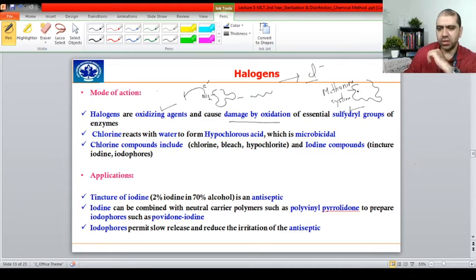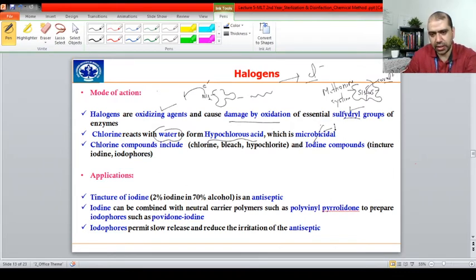So what they do is, this is a sulfur hydride, just like your OH hydroxyl group, this is another one. So they form a covalent bond. So sulfur hydride is a covalent bond. Okay, so they break this and this disrupts the enzyme and finally kills the microorganism. So chlorine reacts with water, that's why chlorine is also used in swimming pools to get rid of many microorganisms. So when it comes in contact with water, it forms hypochlorous acid, and this acid is microbicidal.